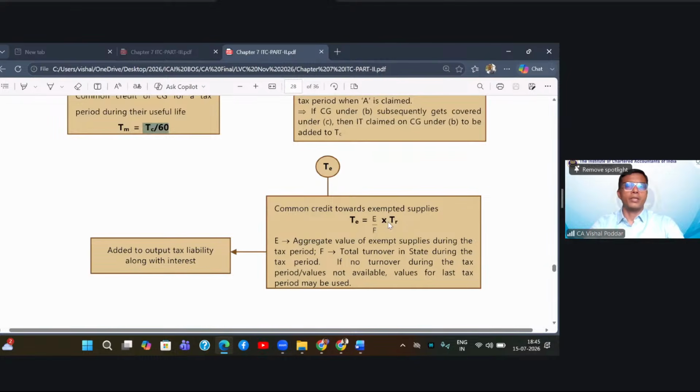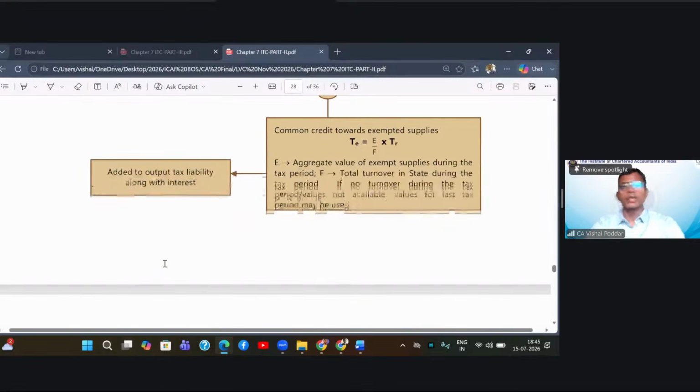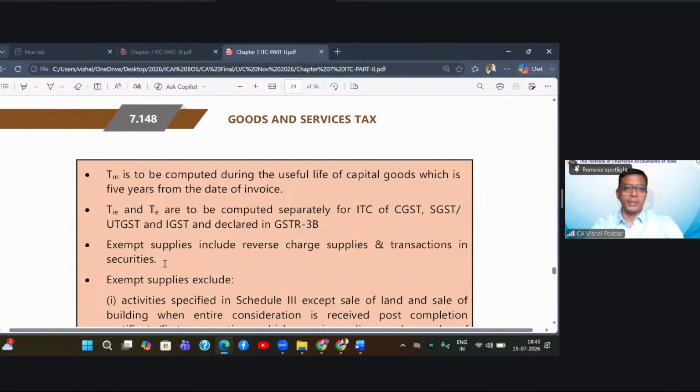Multiply this per month ITC by the turnover. In the numerator exempt, in the denominator total. So you'll get TE. TE represents how much is the monthly proportionate credit attributable to exempt supply, which you have to reverse. This TE, what you have calculated, will be added to your output tax liability along with interest, and that every month you have to pay.